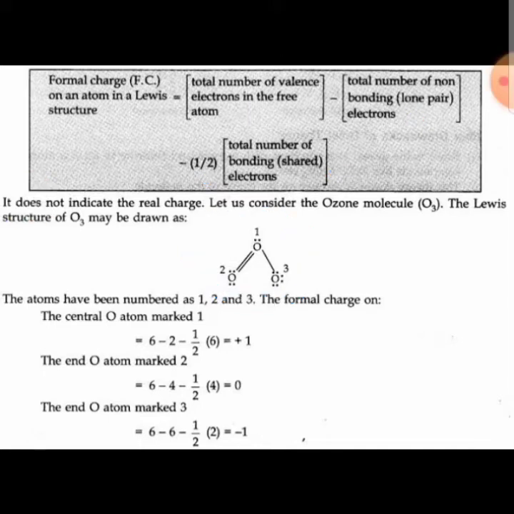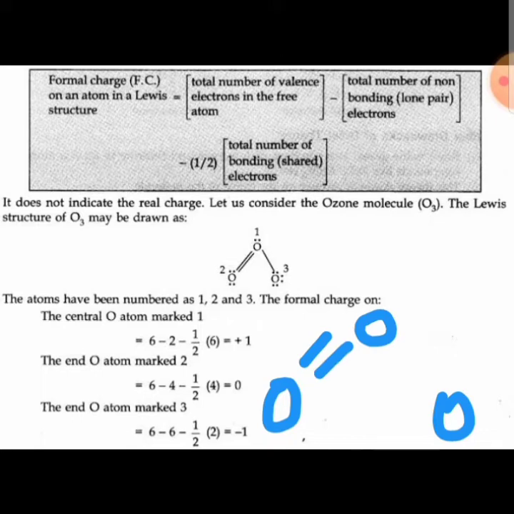Now in ozone, three oxygen atoms are there, the central oxygen atom and the two other oxygen atoms. Between any two oxygen atoms we are going to put a double bond, and between another two oxygen atoms we are going to put a single bond. Now as you know, one covalent bond means two electrons, one bonding or shared pair means two electrons will be there. Now I am going to number the oxygens 1, 2 and this is 3.